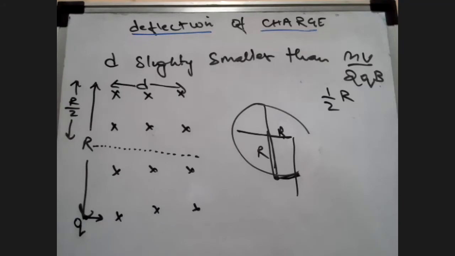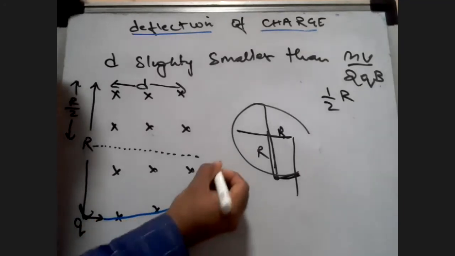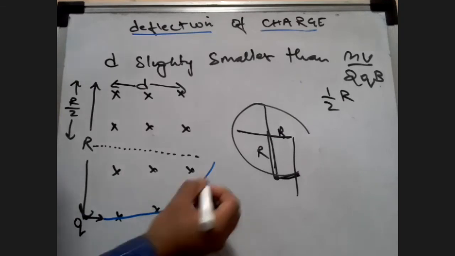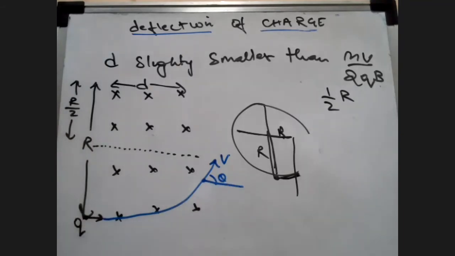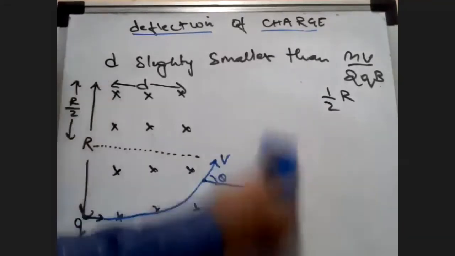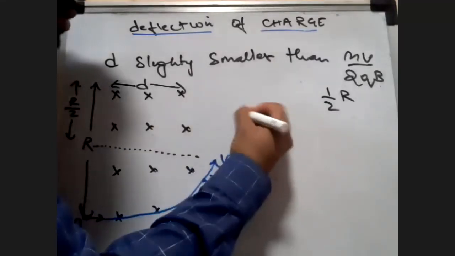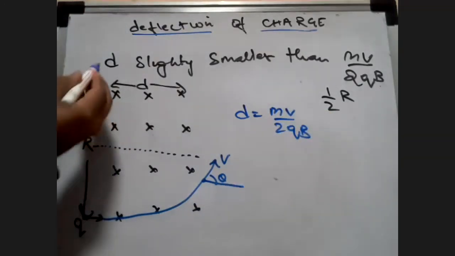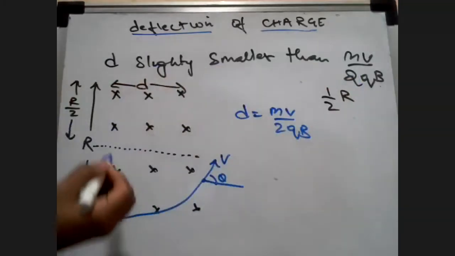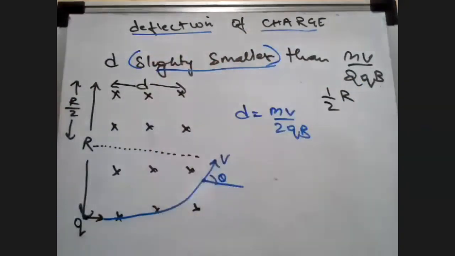It will only be able to complete a certain amount of arc, something like this. The escape velocity will be somewhere here. This will be v, and this will be some angle theta. So how do we find out that theta? Basically, now you know that d is equal to what? D is equal to mv upon 2qB. Why? Because d is slightly smaller than mv upon qB, which simply means approximately equal to. So I said d is equal to mv upon 2qB.